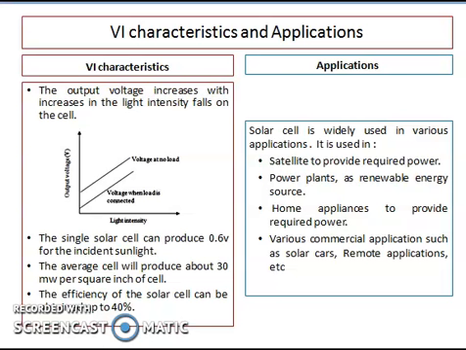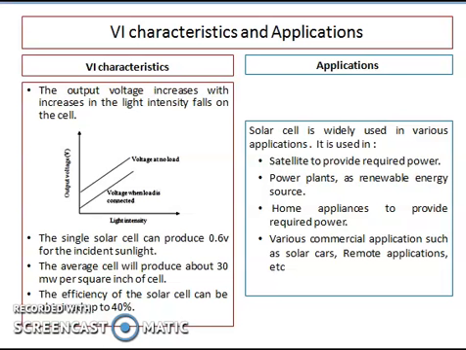A single solar cell can produce 0.6 volt from incident sunlight. The average cell will produce about 20 milliwatts of power per square inch, and the efficiency of the solar cell can be up to 40%.